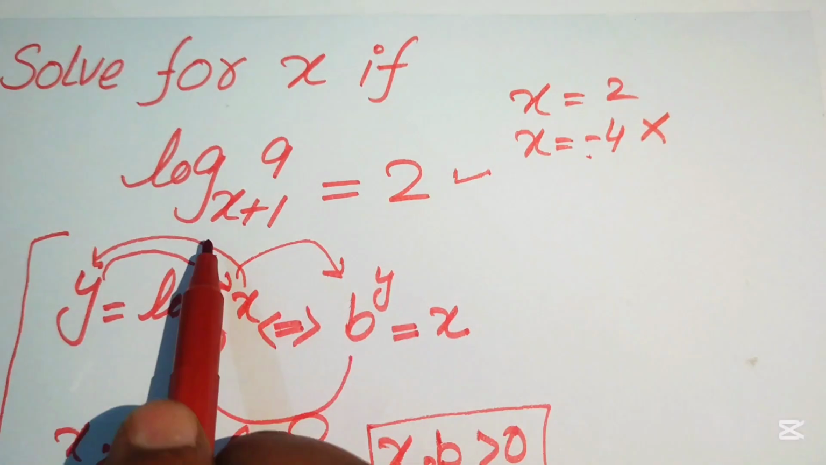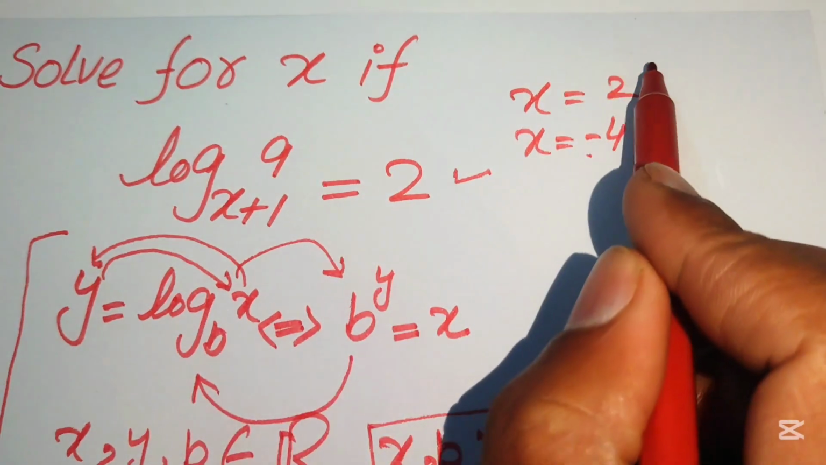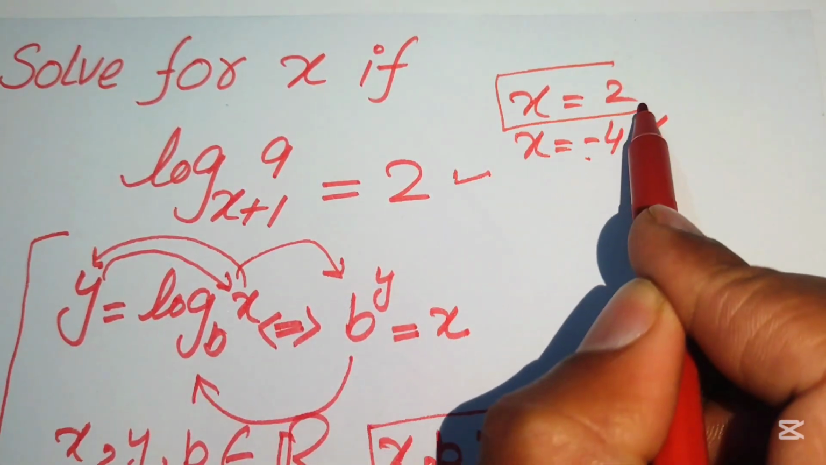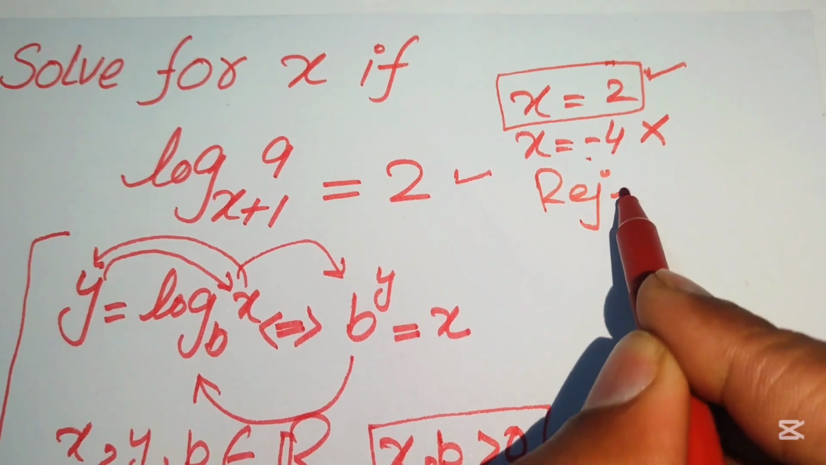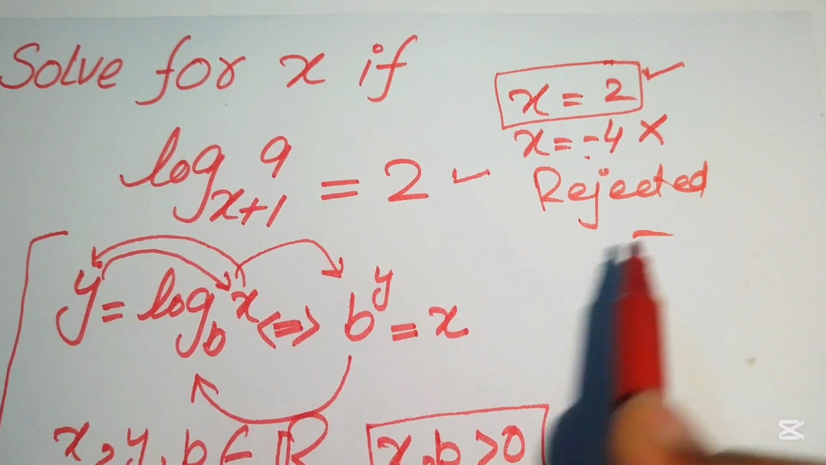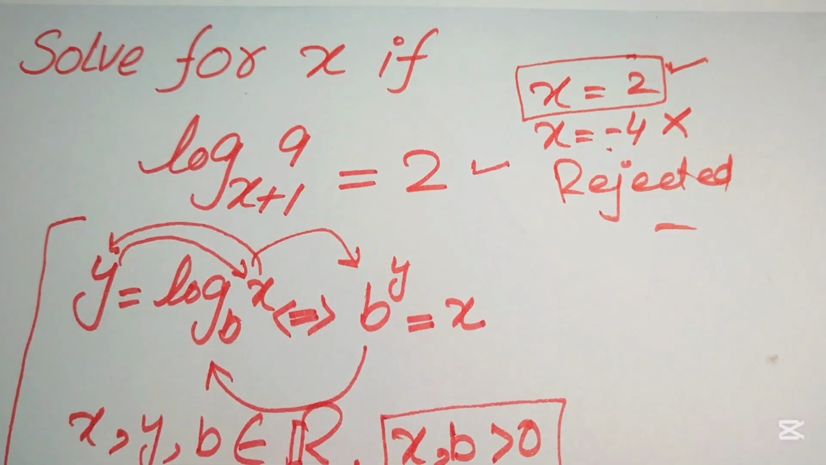But if you put 2 here, 2 plus 1 becomes 3. So x equals 2 is the only solution of the given equation, and we reject x equals minus 4. Okay, so x equals 2 is the only solution.